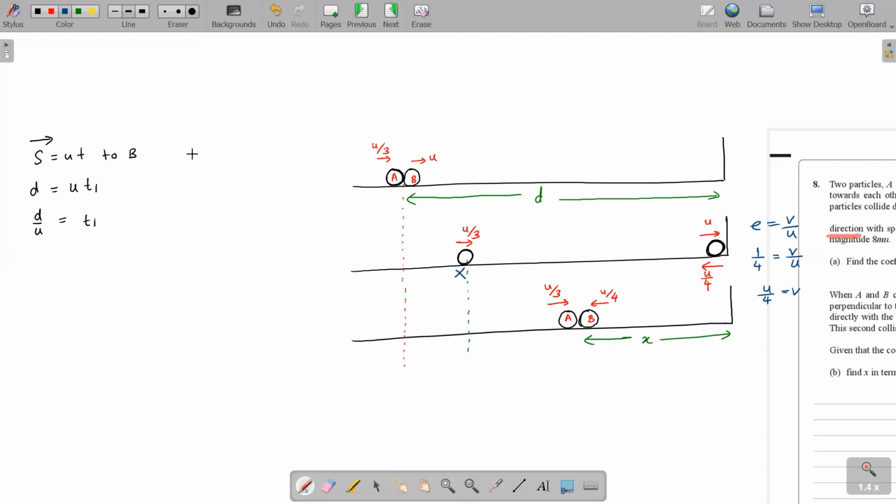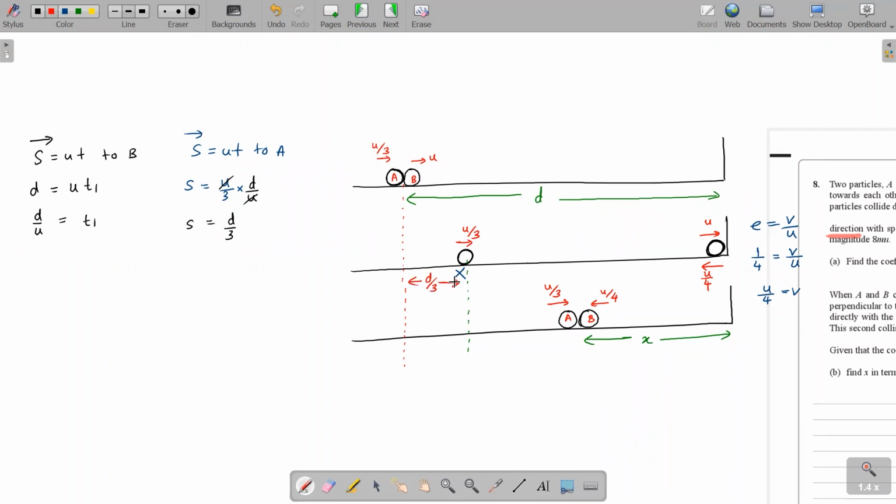Again, what do we use? We use S equals ut for A. We find how much distance A moved forward when B moved distance D to the wall. So the distance S is unknown. The speed of A is U over 3. Time T1 is D over U. Do you agree that T1 is D over U? So U and U cancel. S is D over 3. Go to your diagram and mark it as D over 3. So this distance is D over 3.